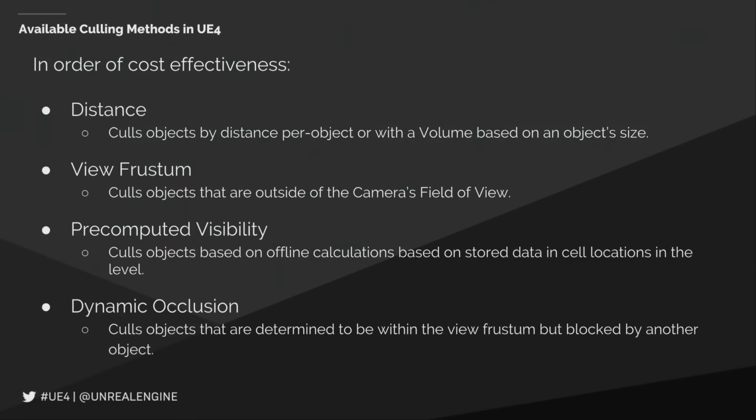And then the ViewFrustum culls objects that are outside of the camera view. Anything outside of that view we just don't care about, and we go ahead and don't render it. Precomputed visibility, again, culls objects in an offline fashion, so we'll generate those during a lighting build. And then for dynamic occlusion, we're relying more on the GPU and the CPU depending on the query method that we have there. But we're doing that to determine any object that is blocked by another within the camera view, and we're using those queries to remove it from the scene.